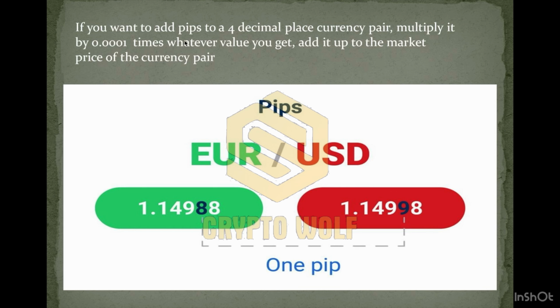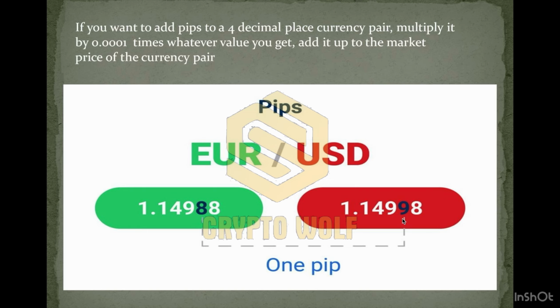Now, if you want to add pips to a four decimal place currency pair, multiply it by 0.0001 times whatever value you get, and add it to the market price of the currency pair. You can see this example now: 1.1498. We just ignore this point, or pipette. What to focus on is just the pips, which is 8. So if you add 0.0001 to this, you will get 1.1499.